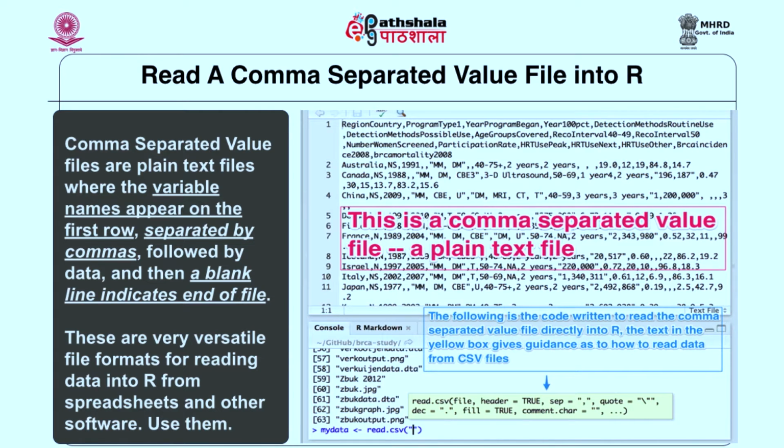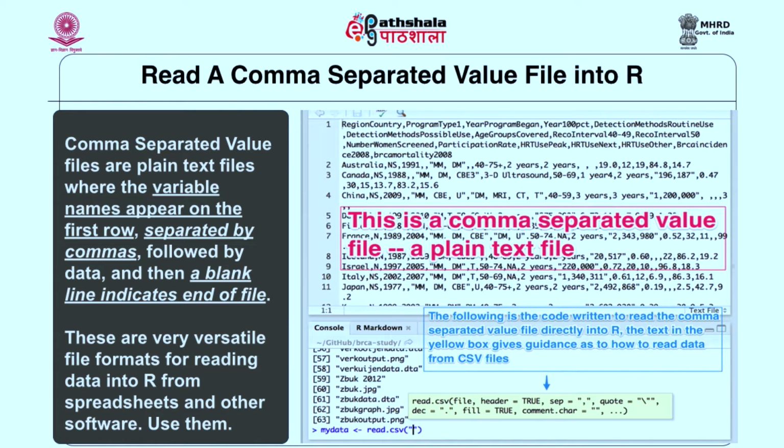And the way this file was constructed is that in the first line, which is also known as a header line, you put the names of the variables. Then every subsequent line contains the individual values, and these values are separated by commas. This is why this particular file is known as a comma separated value file, or a CSV file. These are very useful formats for reading data into R from spreadsheets and from other software. And indeed, even from the web and from other sources, if you want to put data, CSV is a very versatile way in which you can read files.